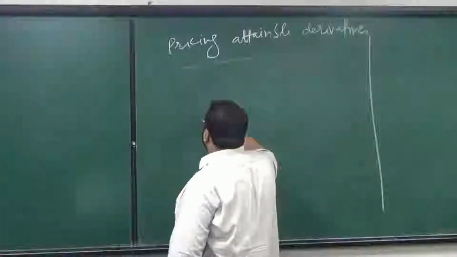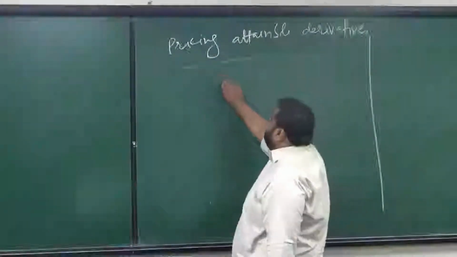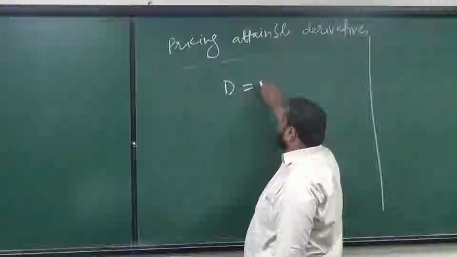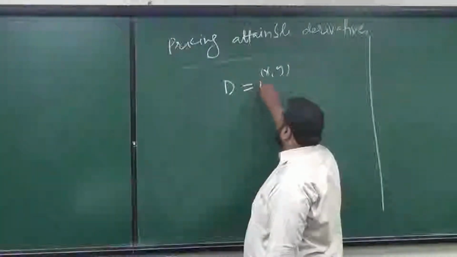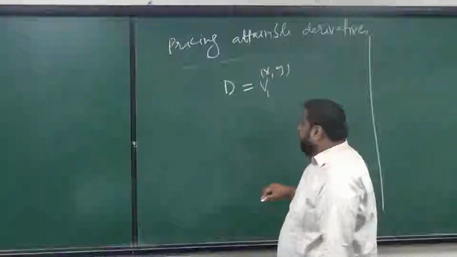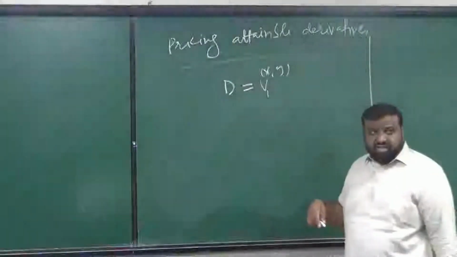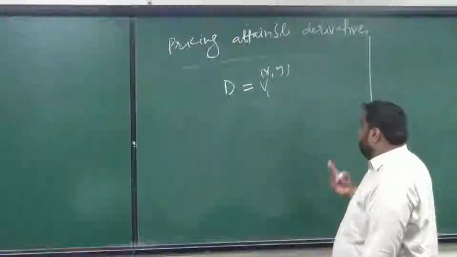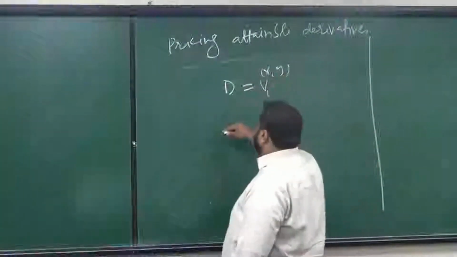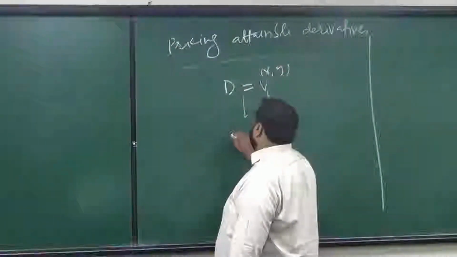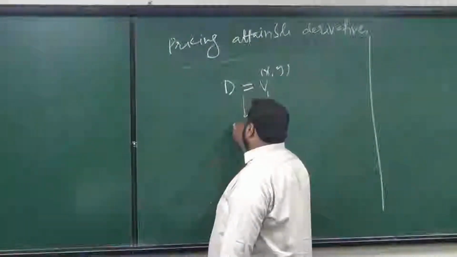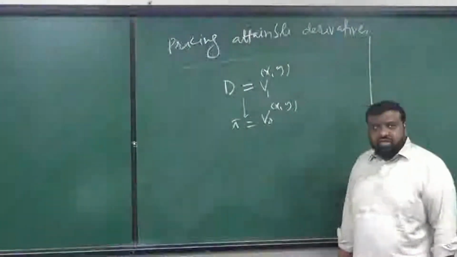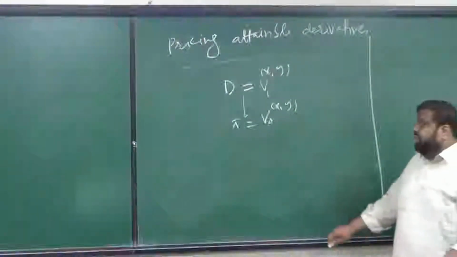One was the replicating portfolio. When I say that my derivative D is attainable, it means that there exists an investment strategy X and Y such that when you compute its value at time 1, it's going to replicate D. And once you have such an X and Y, then the law of one price tells you that the price of this derivative should be the value of this portfolio at that time. That is doing it through the portfolio strategy.